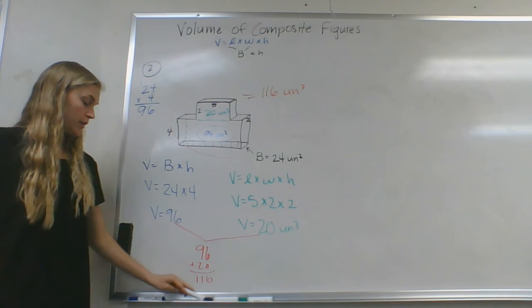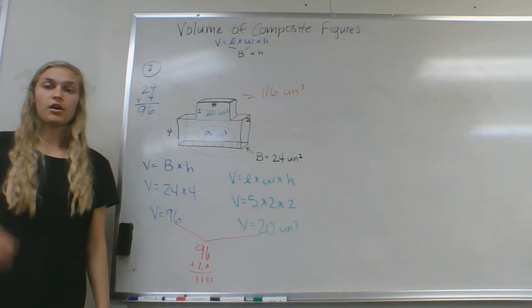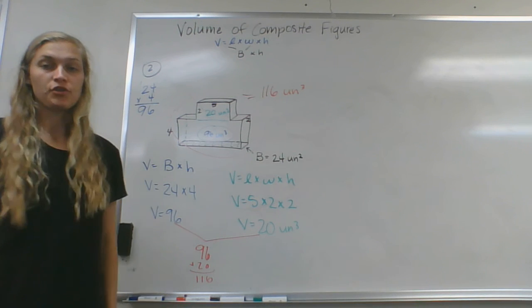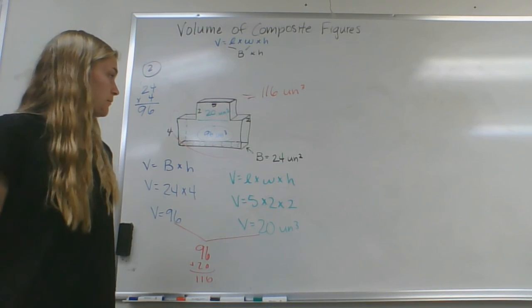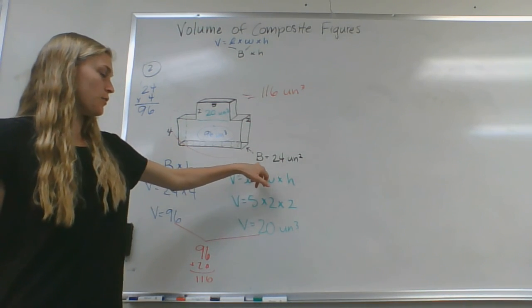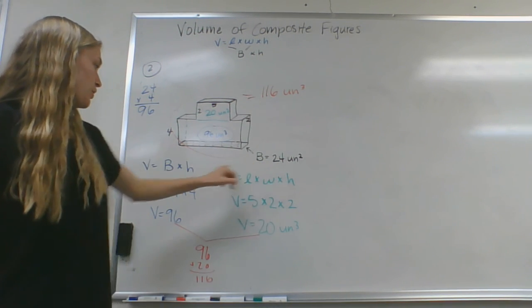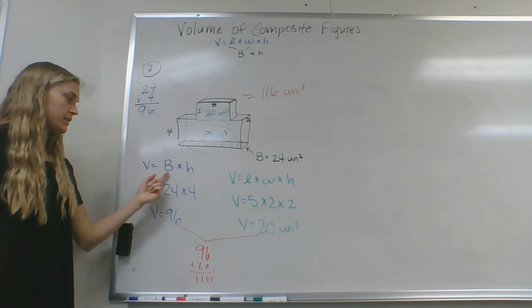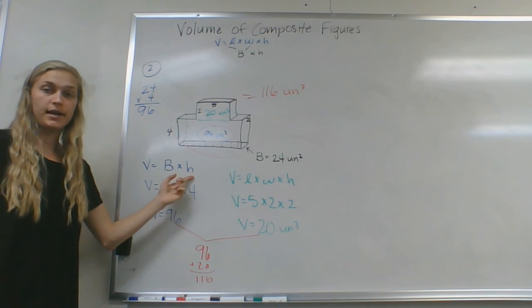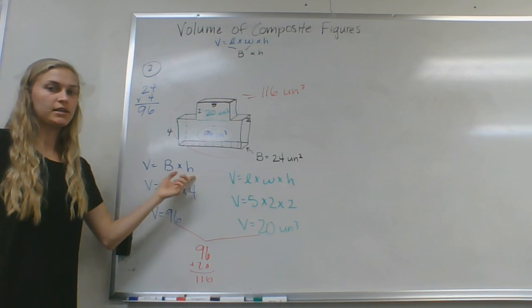Okay, you have, I think, about 5 problems on a slideshow to do. Make sure you do each one carefully. One of them does give you this capital B, the area of the base. So make sure you can also use this formula, volume equals the area of the base times the height, which is really just length times width times height.